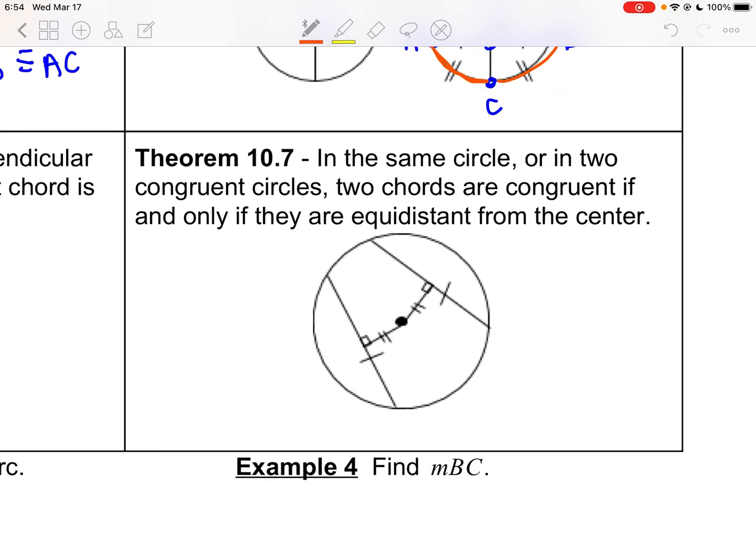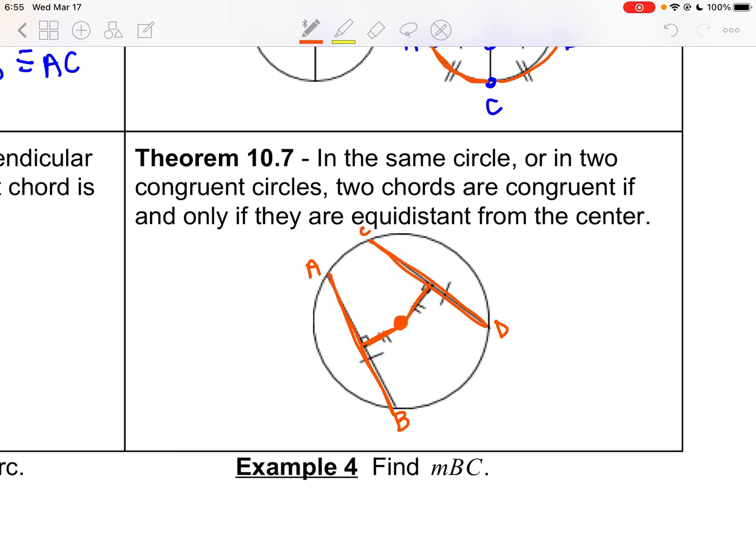All right, theorem 10.7 says in the same circle or in two congruent circles, two chords are congruent if and only if they are equidistant from the center. So let's throw some letters on this again. So in order for this to work, two chords AB and CD are only congruent if they are equidistant from the center.